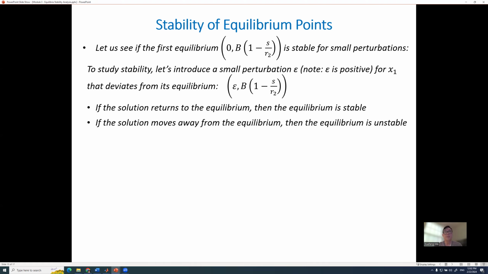If the solution representing the physiological process returns to the equilibrium after this perturbation, then the equilibrium is stable. If the solution representing the physiological process moves away from the equilibrium, then the equilibrium is unstable.